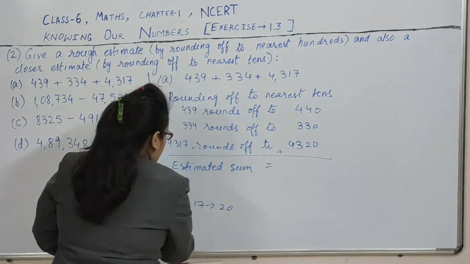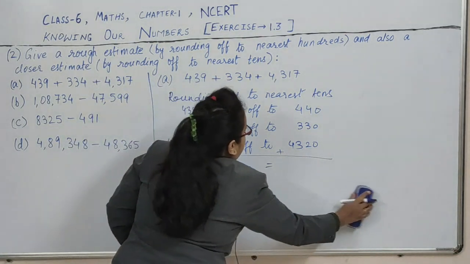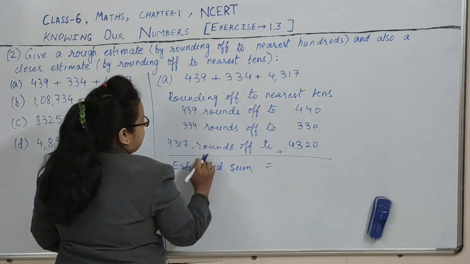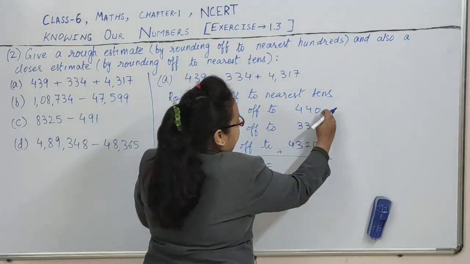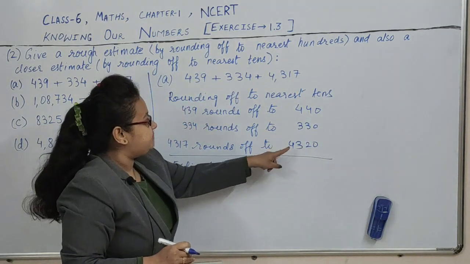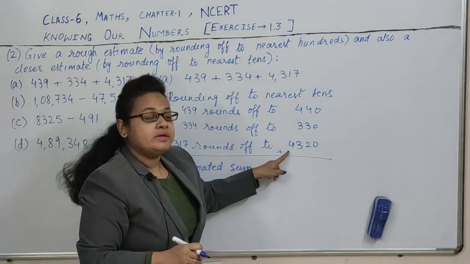Now what we have to do? We have to get the estimated sum, because the addition sign is there. So we have to find the estimated sum, and we have to add all these rounded off numbers.